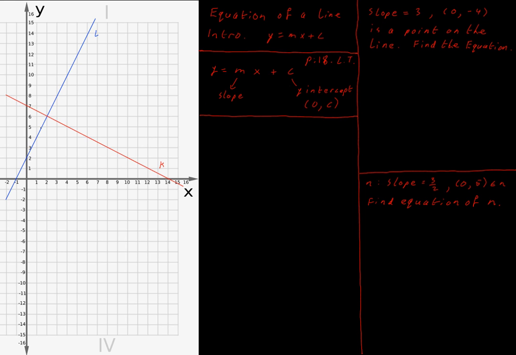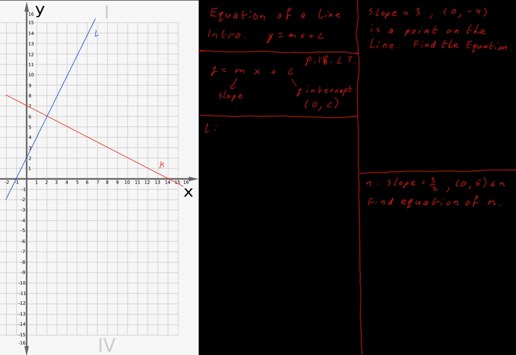So if we take our two lines here, L and K, and I wanted to work out what the equations of these lines were, I could look for their y-intercept, where they cross the y-axis, and then I could look for what their slope is. And I know how to find both of those things. So if I look to L first, let's write down L.